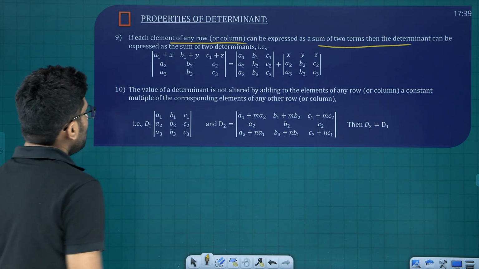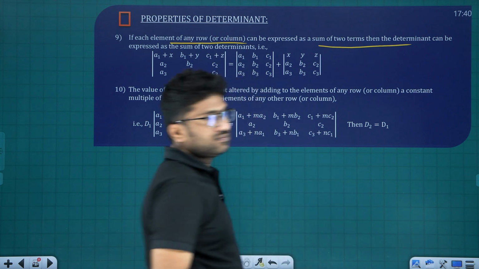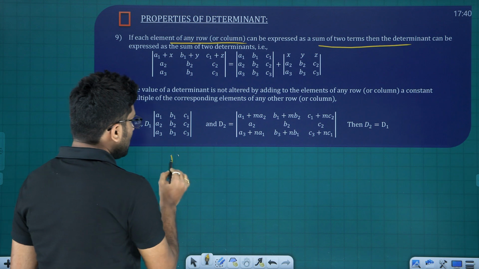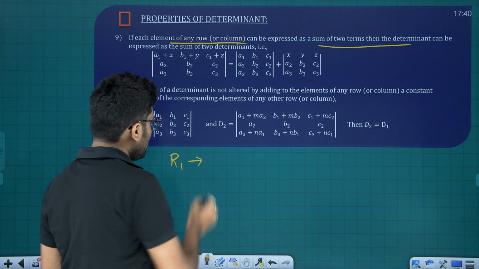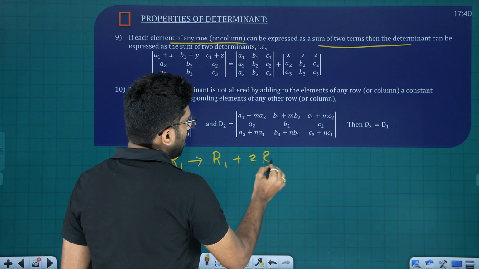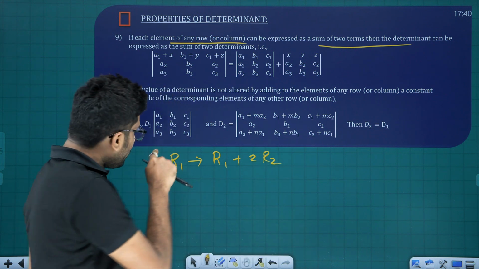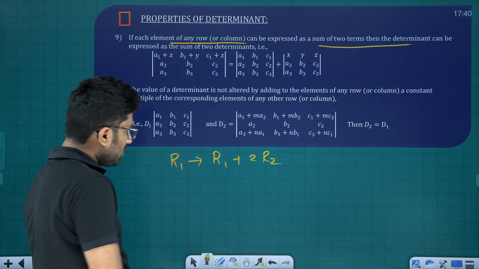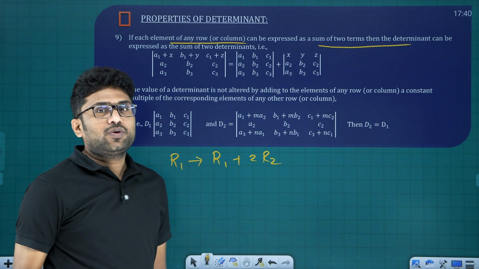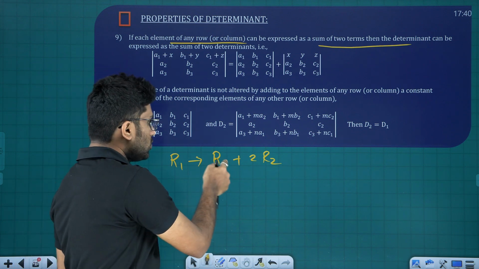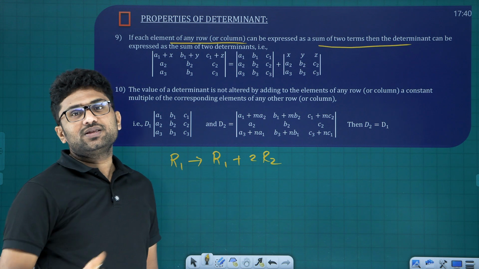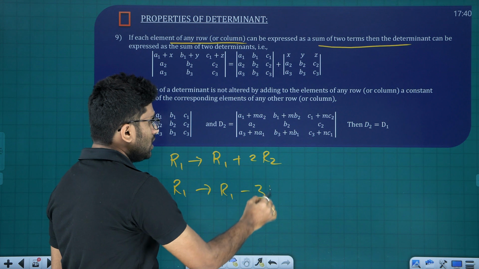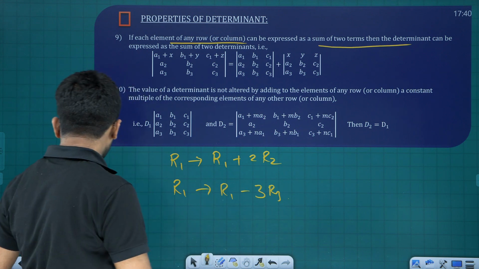Next, the value of a determinant is not altered by adding to the elements of any row the corresponding elements of another row multiplied by a constant, that is, row operations. If we change R1 to R1 plus 2 times R2, we change the elements of R1 by adding twice the corresponding elements of R2. So R1 changes to R1 plus 2R2, there won't be any change in the value of the determinant. Or R1 changes to R1 minus 3R3, no change in the value of the determinant.